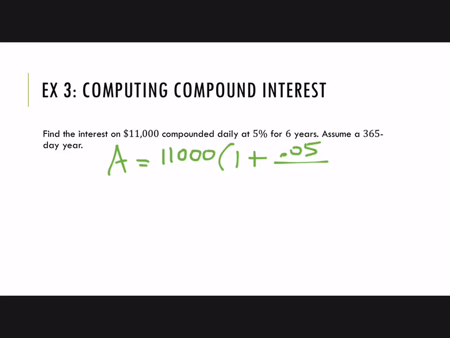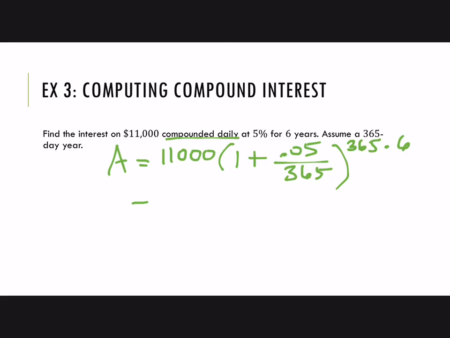Okay, so I want to look for that phrase that tells me how often interest is compounded, and it's daily, which means 365 times in a year. So N is 365. And then the exponent would be N, 365, times T, so how long is this interest building? And it's for 6 years. All right, so times 6.